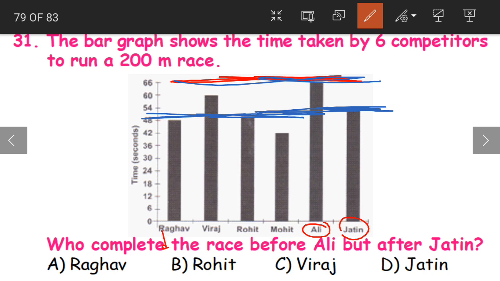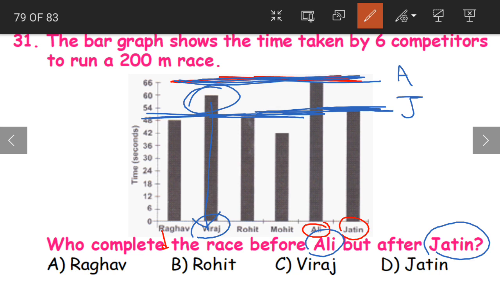We want someone who has completed the race in between our Ali and Jatin. Yes, this is our Ali and this is our Jatin. Now look children, whose bar is falling in between these two lines? Here we have this bar. Now whom does this belong to? It belongs to Viraj. So Viraj is the person who completed the race before Ali but after Jatin. So our correct answer is option C, Viraj.